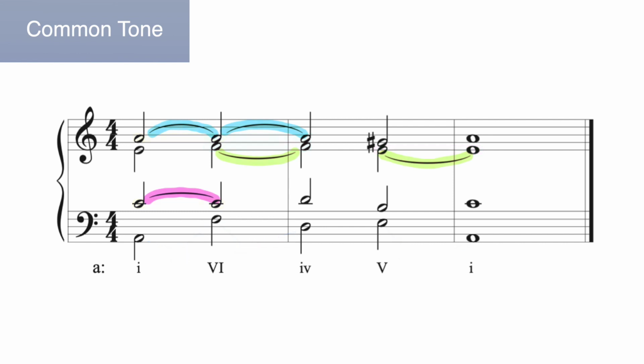In our written work, we'll clarify common tones by drawing a tie between sustained pitches. Notice that the swoop of the tie goes in the same direction as the stems for the voice in which it is written.